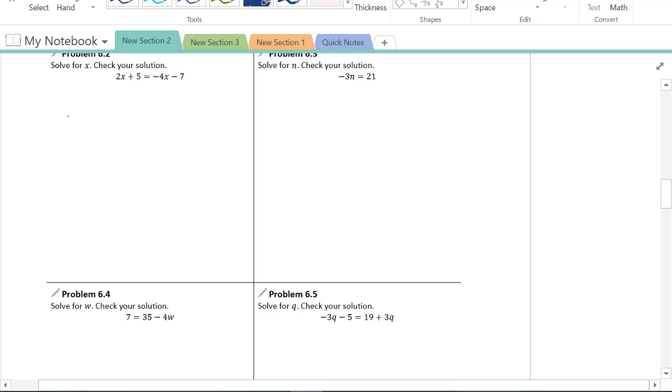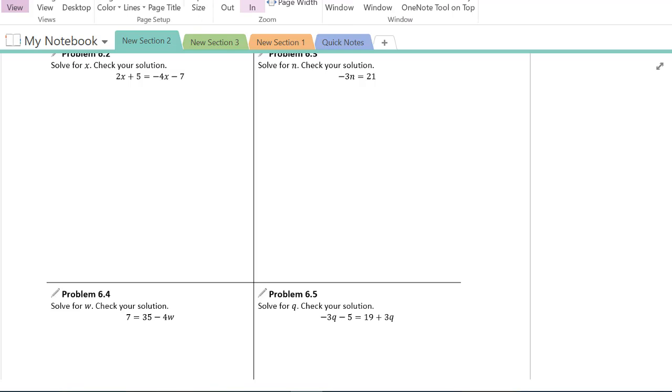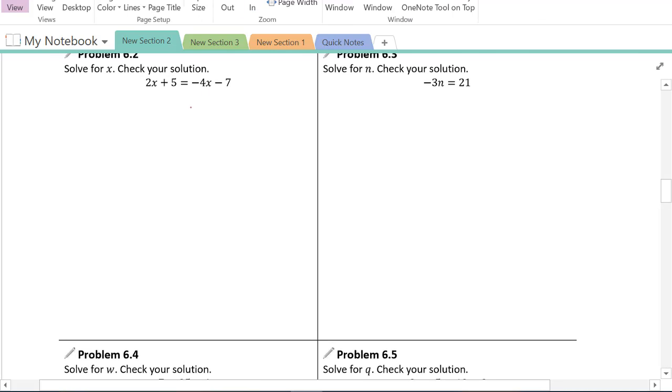Normally in our class, we're always going to move all the variables to the left and all the numbers to the right. But you can decide. They're both correct, right? Whether you want to move the variable to the left or the variable to the right. But just so we're consistent, in class, I'm always going to move the variables to the left and numbers to the right.